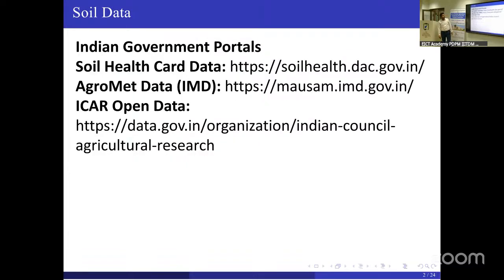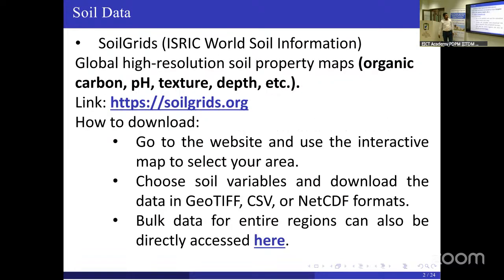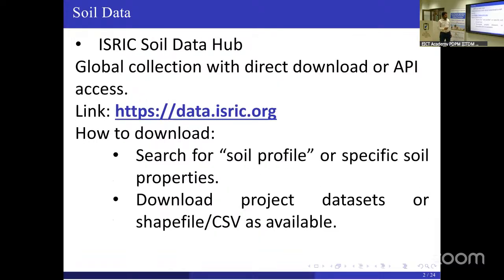The Indian government portals, for soil health card data, this is our Indian government website, the Agromat and ICAR. ICAR is a very well known data set. Then for the soil, there is SoilGrids. I think those who are already working in agriculture know about this SoilGrids information. This is the basic step. As we get TIFF data in satellite images, the same kind of grids we are getting here as well. The soilgrids.org, dataisrec.org.